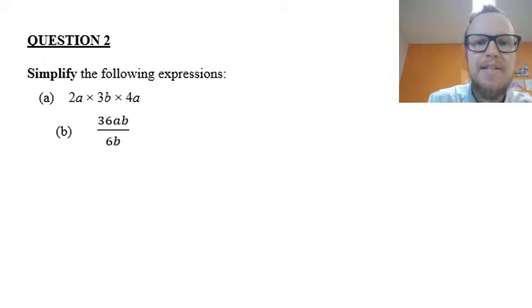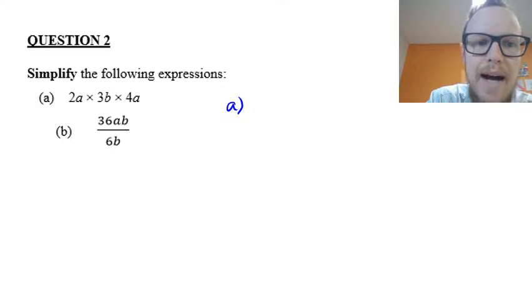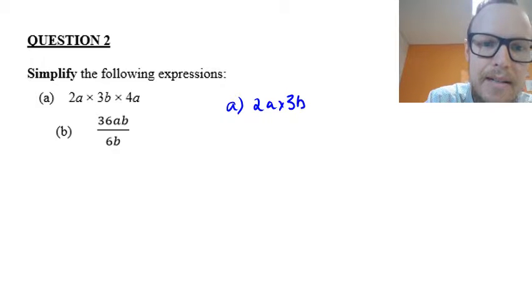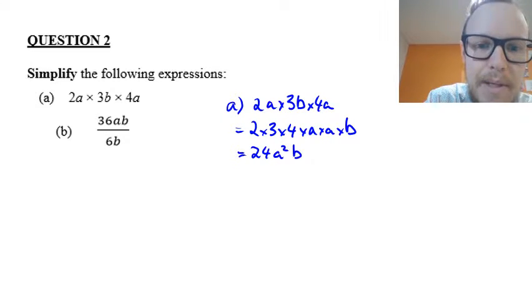For simplifying the following expressions, a, here we've got 2a times 3b times 4a. So this is the same as 2 times 3 times 4. Sorry, if we write the question first, 2a times 3b times 4a. Underneath that, we can put all of the numbers together and put all of the letters together like this, and then simplify. 2 times 3 is 6, times 4 is 24, a squared b.